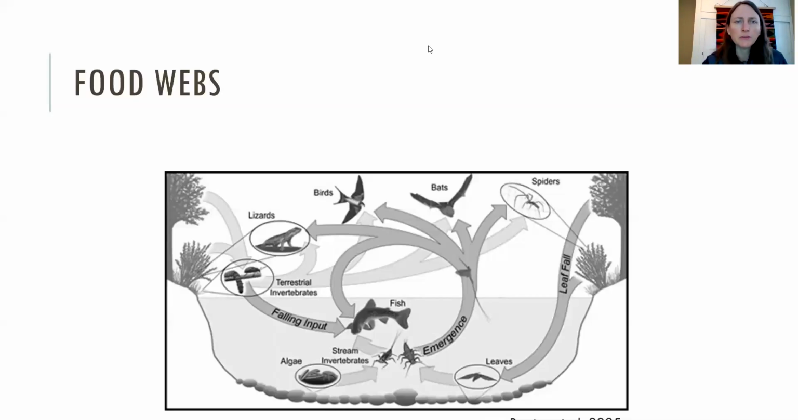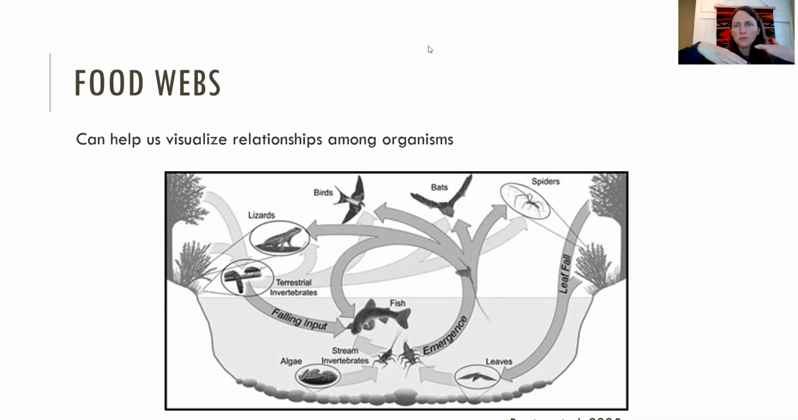All right, so continuing with food webs, they can help us visualize relationships among organisms. So this one's nice. It shows leaf fall coming in. It shows algae growing, both feeding stream invertebrates and fish. Then those invertebrates emerging to also feed things like spiders, bats, birds, lizards, and other terrestrial invertebrates.